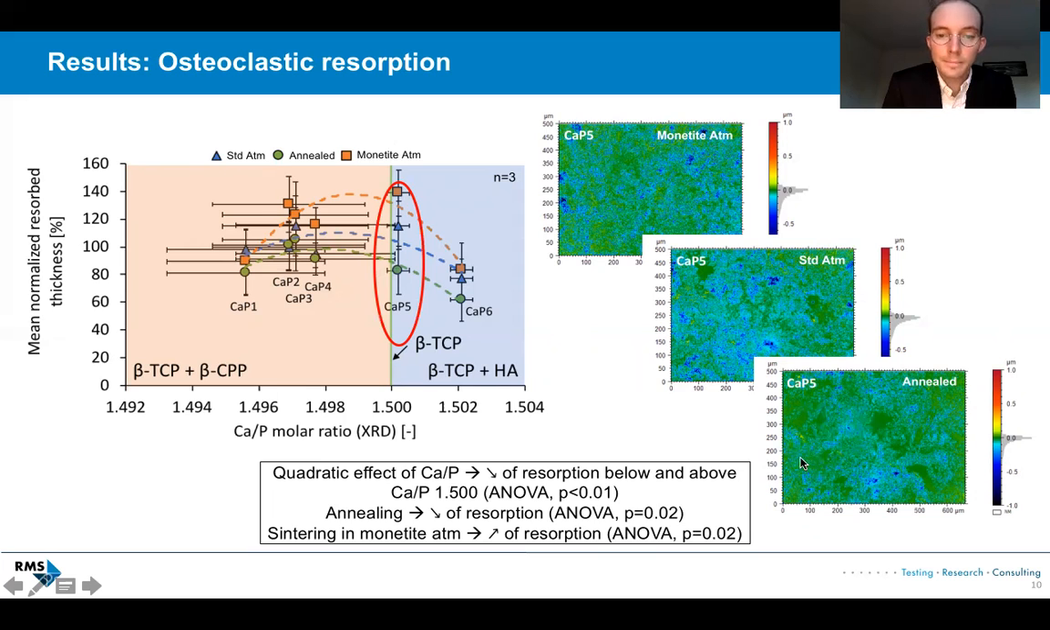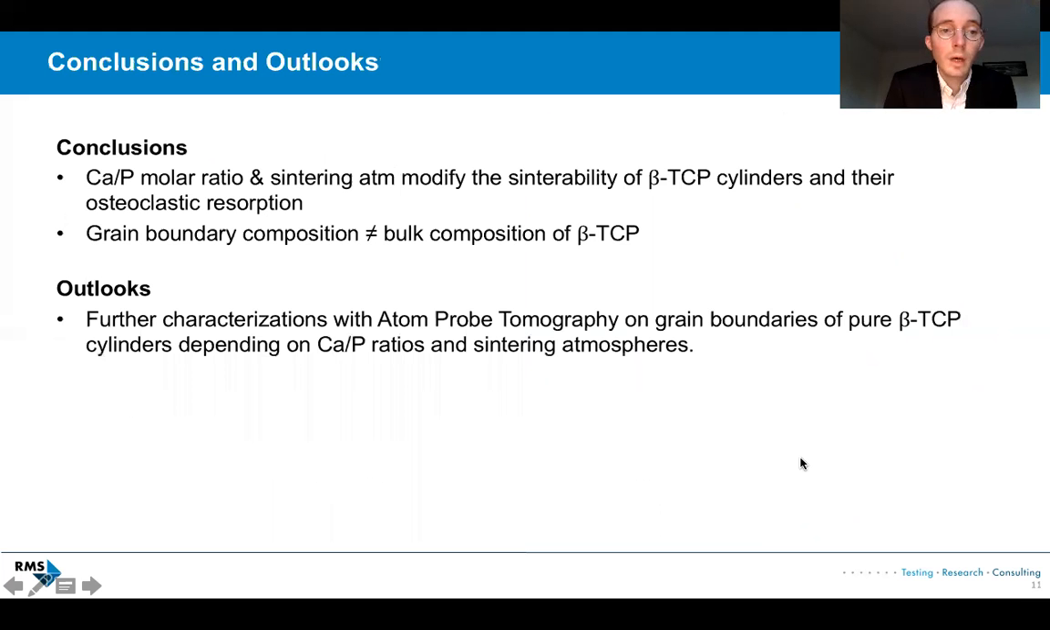To sum up, the calcium over phosphate molar ratio and the sintering atmosphere modified the sinterability of beta-TCP cylinders and their osteoclastic resorption. The grain boundary composition was found to be different from the bulk composition of beta-TCP.